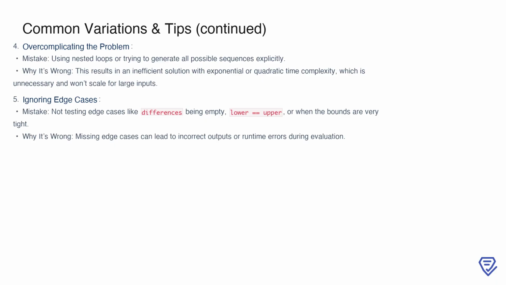For example, you should consider scenarios where the differences array is empty, where lower equals upper, or where the bounds are extremely tight. Overlooking these situations can result in incorrect outputs or even runtime errors. Testing edge cases thoroughly ensures that your solution is robust and handles all possible inputs.